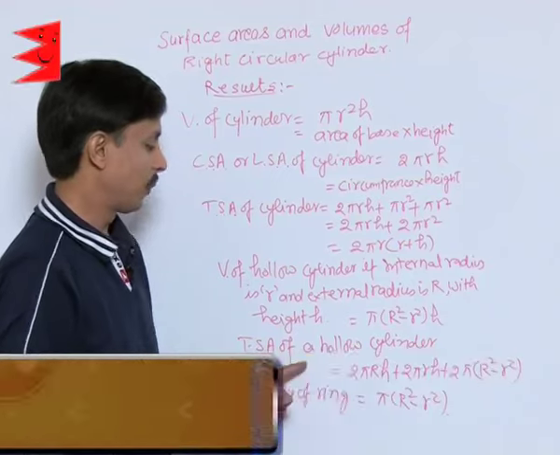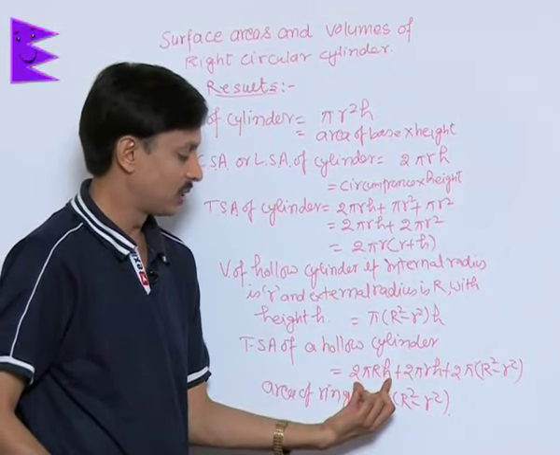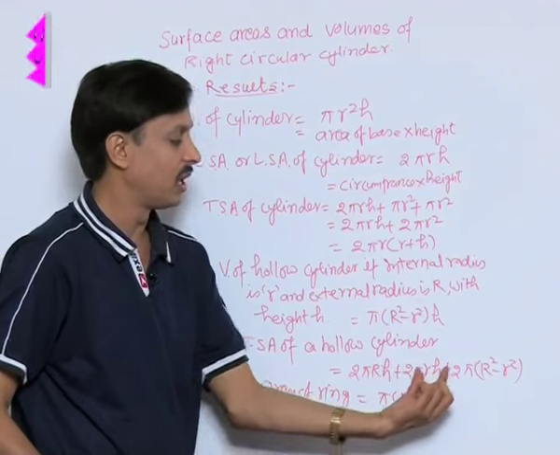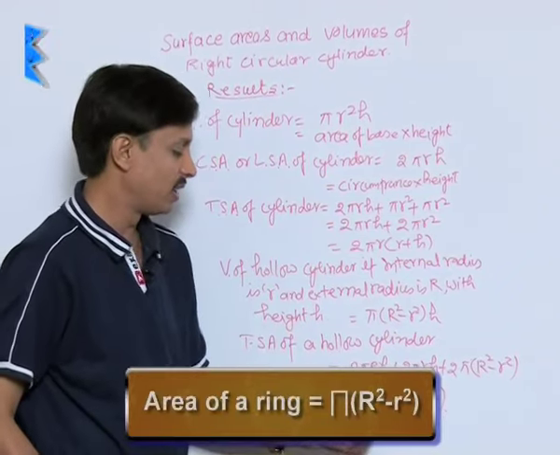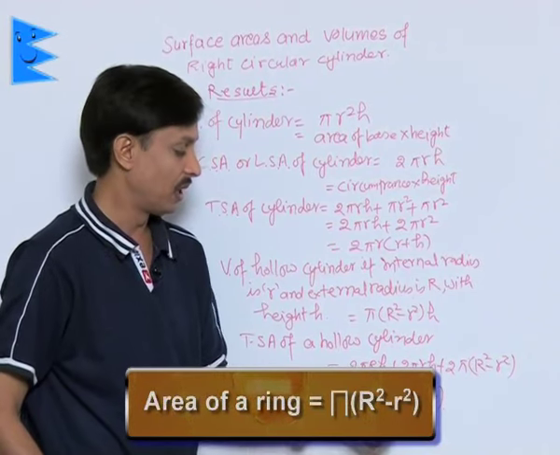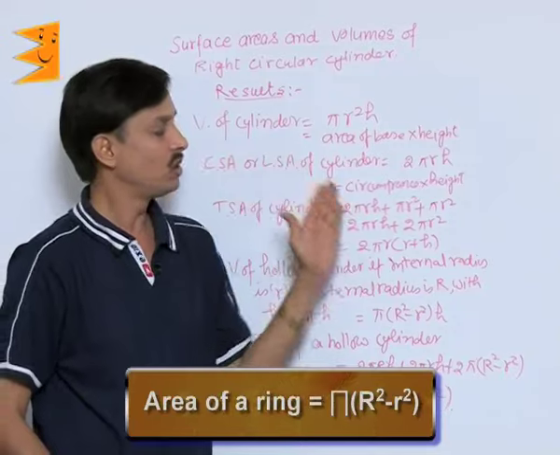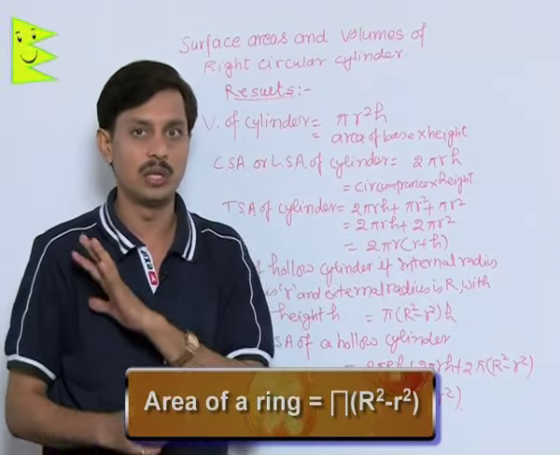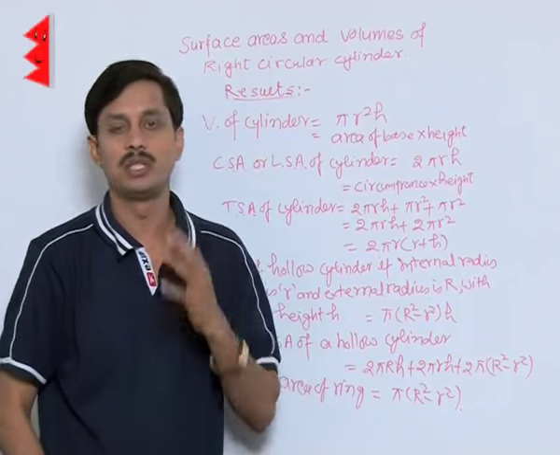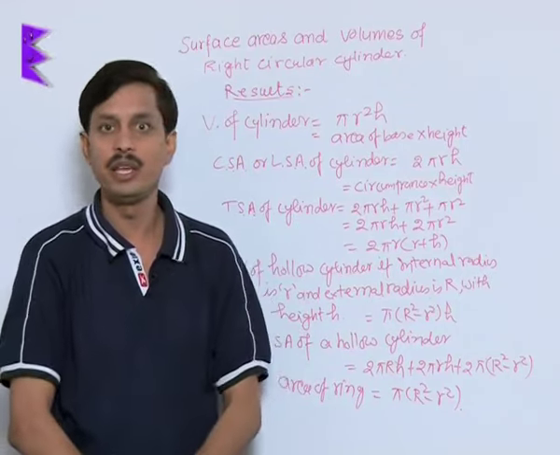So the total surface area of a hollow cylinder is given by external surface area plus internal area plus area of two rings. Area of one ring is given by pi capital R square minus small r square. We will use these results to solve the problems related to the right circular cylinder for obtaining the volume and surface area.